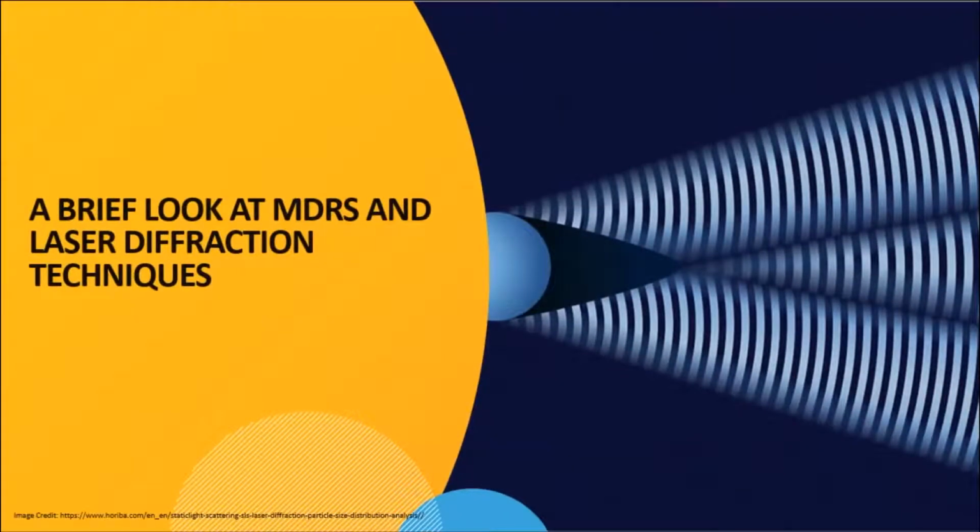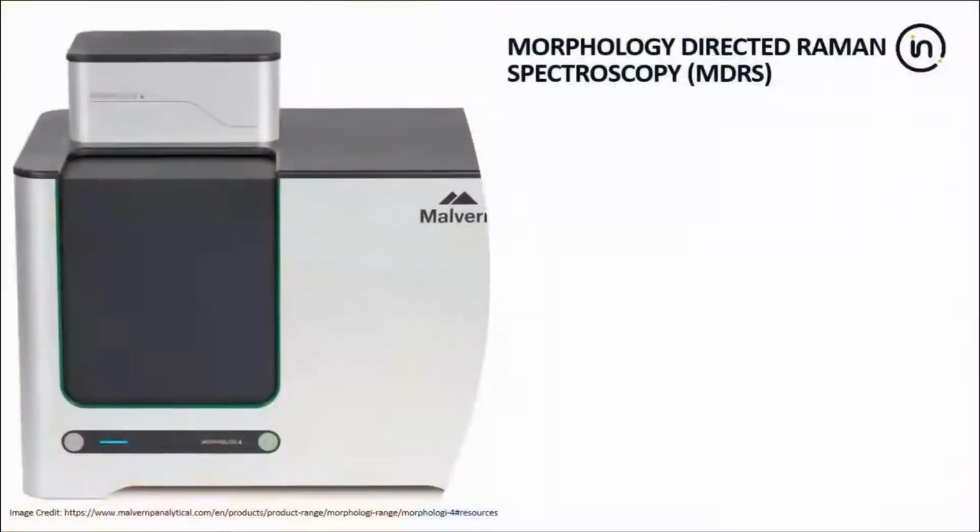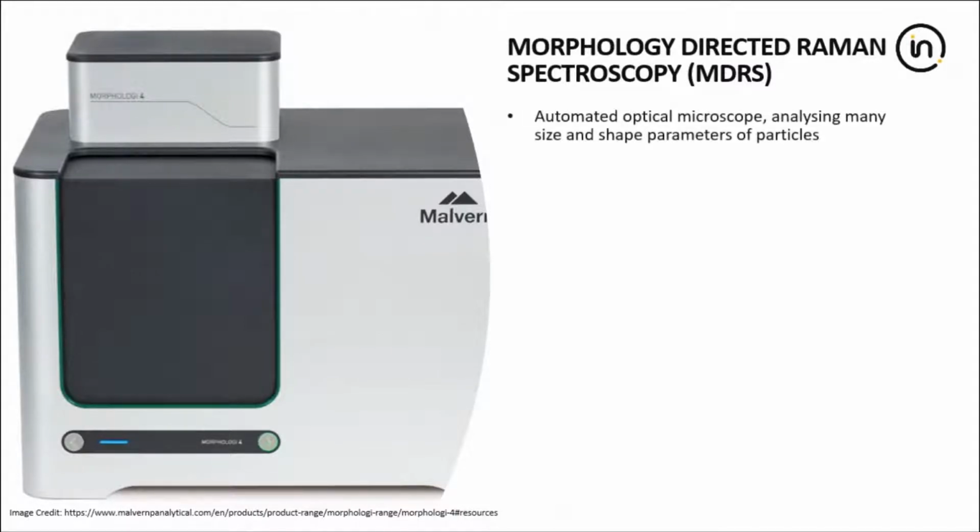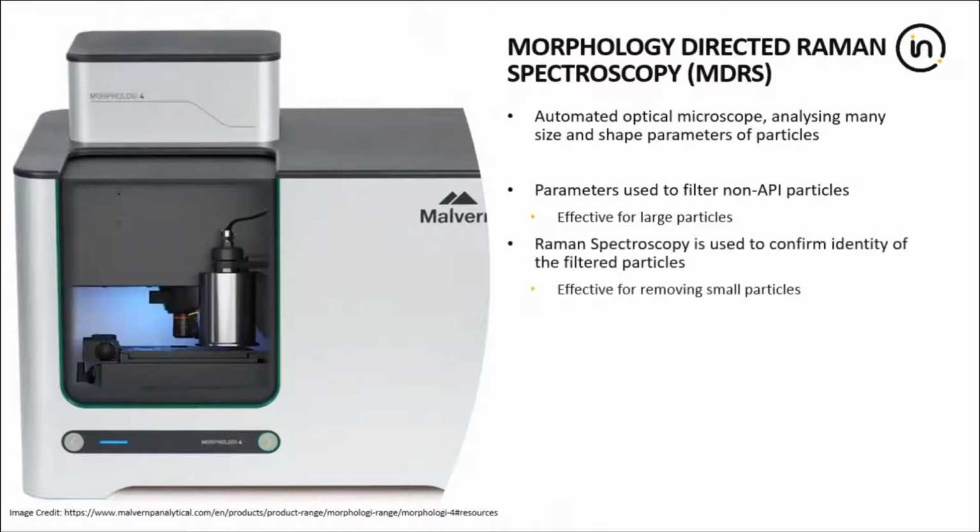So we're now going to take a brief look at our primary and orthogonal methods, and we're going to start with our primary, which is morphology-directed Raman spectroscopy, or MDRS. This uses an automated optical microscope analyzing many size and shape parameters of the particles. It captures images of particles and determines the morphological parameters of these particles, including shape, size, and some transparency parameters, and can analyze both dry and wet sample preparations.